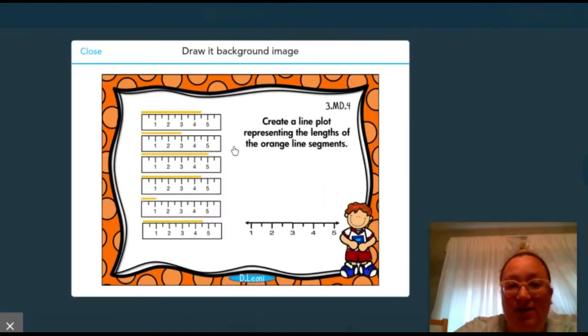All right, here's another one. So you're going to create a line plot representing the lengths of the orange line segments. So first you're going to measure. So this first one we'll do together. Okay, so it's 1, 2, 3, 4, 5. Oh, we didn't get all the way to 5. We're halfway between the 4 and the 5. So this is 4 and 1/2.